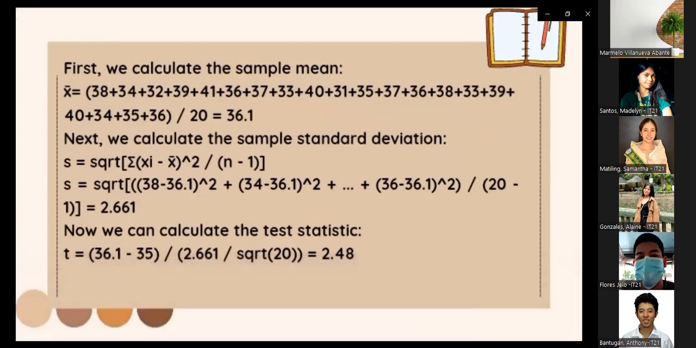Now, we calculate the sample standard deviation. s is equal to the square root of ((38 minus 36.1) squared plus (34 minus 36.1) squared plus so on and so forth plus (36 minus 36.1) squared) divided by 20 minus 1, which is equal to 2.661. Now, we calculate the test statistic. t is equal to (36.1 minus 35) over (2.661 divided by the square root of 20), which is equal to 2.48.